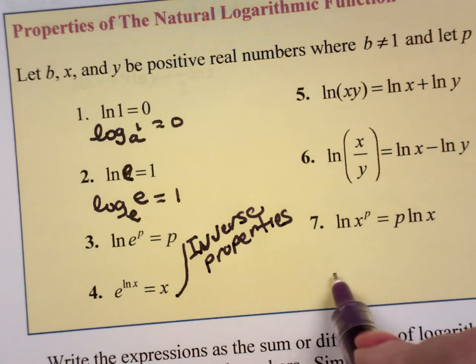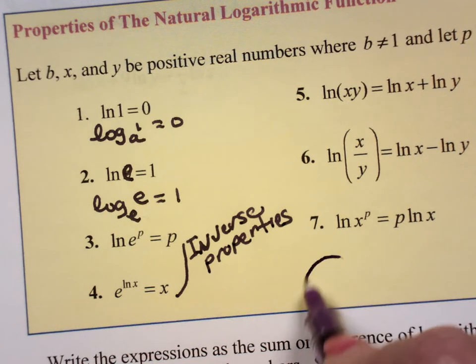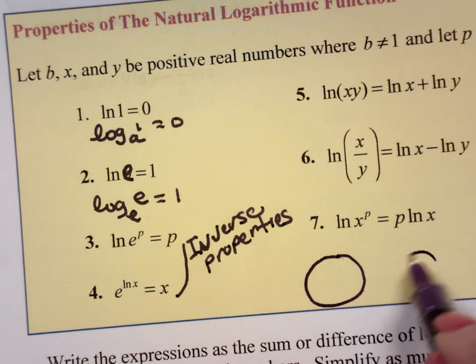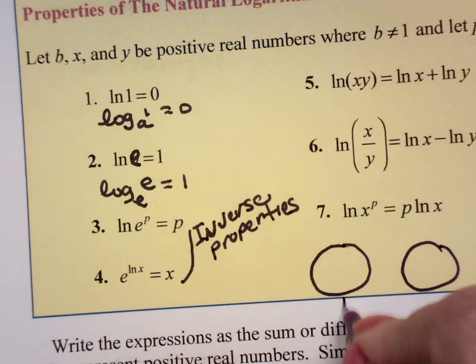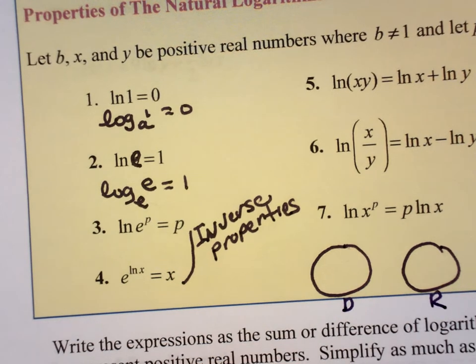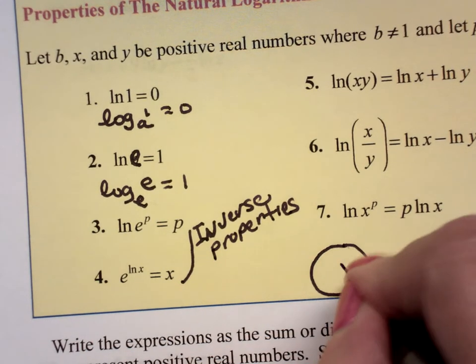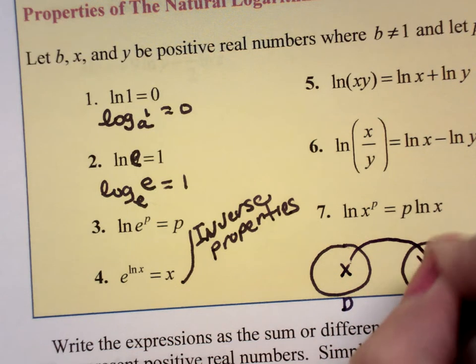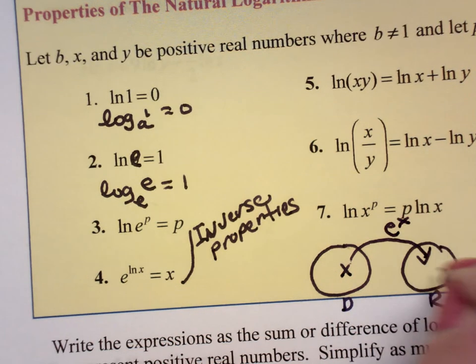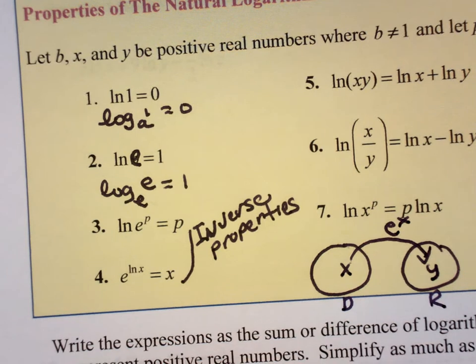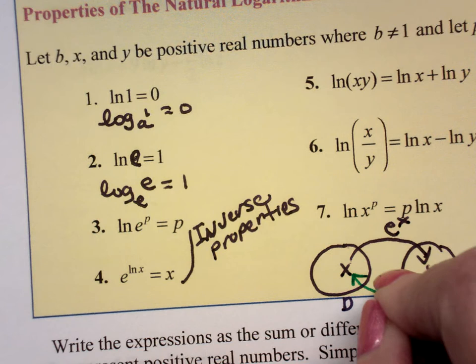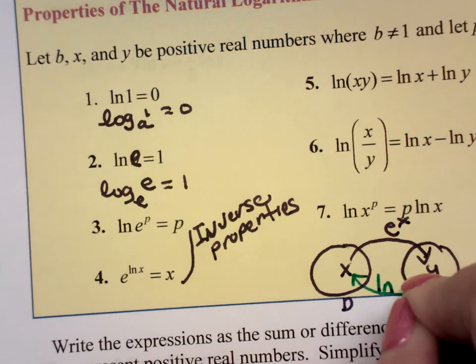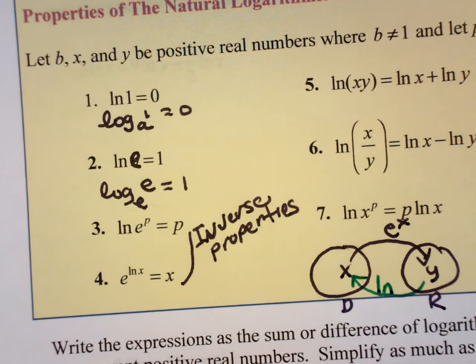One thing I know for sure is how the log and e operate. Here's my circles again. My college algebra says, oh no, not the circles again, because that means domain and range. What happens is that e to the x takes x's to y's, and natural log brings y's back to x's. They're inverses of each other.